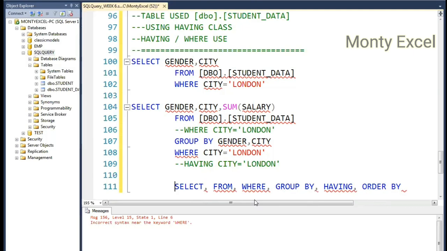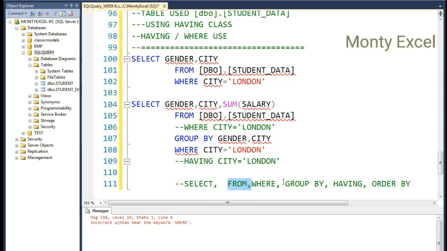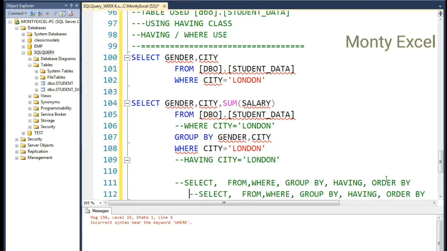Let me put this as a comment. I'm writing the first select statement, then from, where condition, then group by, then having clause, order by. But in terms of execution process, it will first see from, this will stand at first, this at second, third, fourth, fifth, then it will see what the select is really looking for, which columns I need to print as an output. This is the way you write, and this is the execution process.